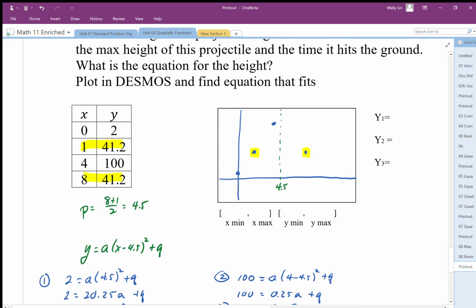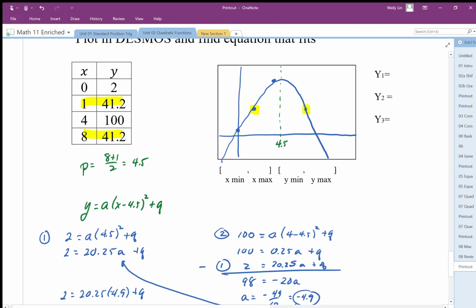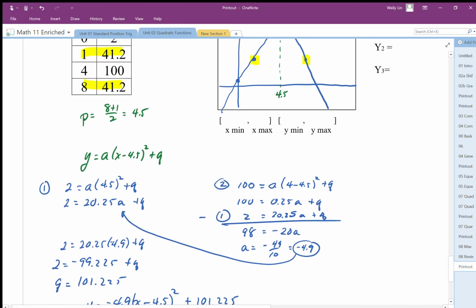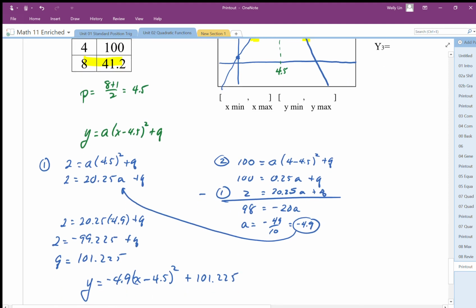So we end up with this graph that looks like this and like that. Basically, we've plotted the points, we found those symmetrical coordinates to find the middle, and we used a couple of coordinates to solve for the a and q values to come up with this equation.